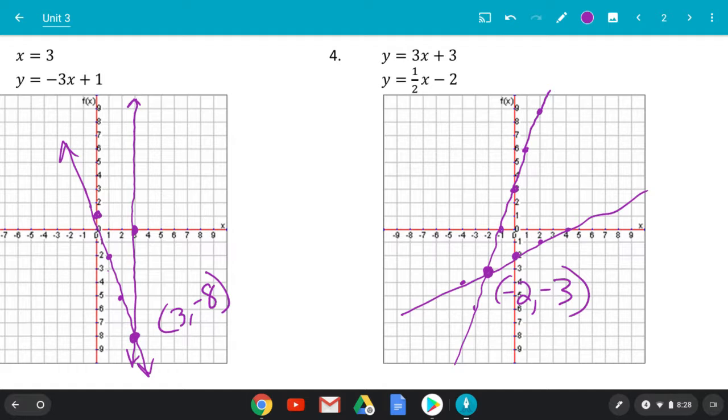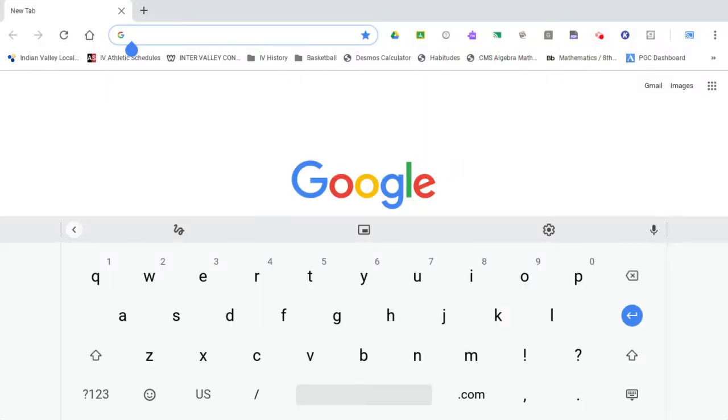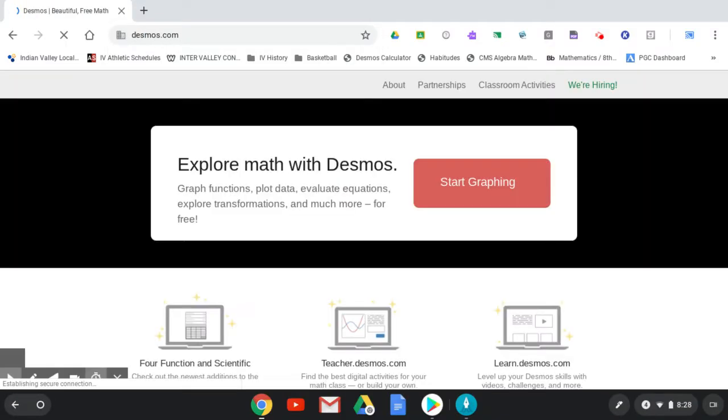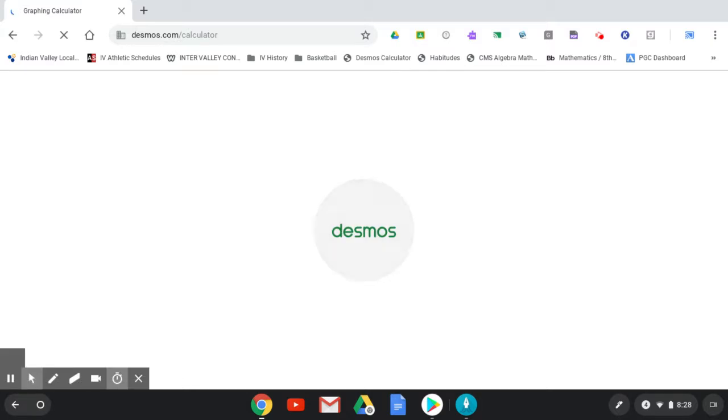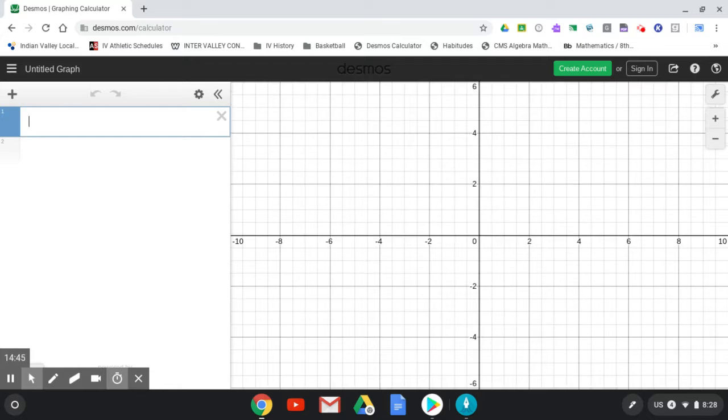Number 4. Somebody read that for me. y equals 3x plus 3. y equals 1/2 x minus 2. Thank you very much. Because what I want to show you next is what you're allowed to do, and that is to use Desmos. Beautiful, free math. Gotta love that. So we simply open up Desmos, and all we have to do is type in the equation.